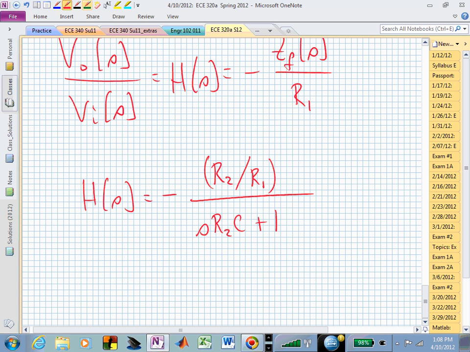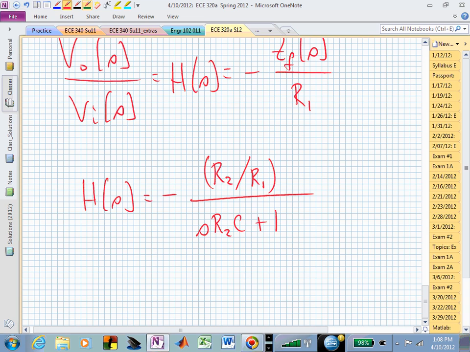So now that's some number. Let's say R2 is a factor of 10 bigger than R1. You now have a gain of 10 at DC. What kind of a gain do you have at high frequencies? If I'm looking at the frequency response, what are you doing? You're now marching along the imaginary axis. You're replacing S with j omega. Now you have j omega R sub 2 C plus 1.